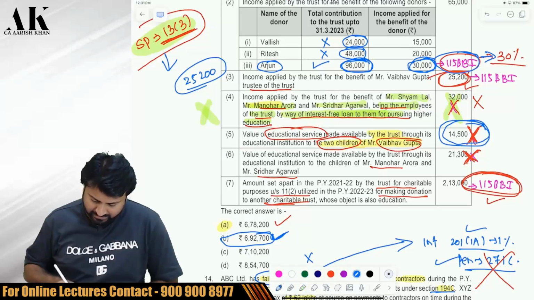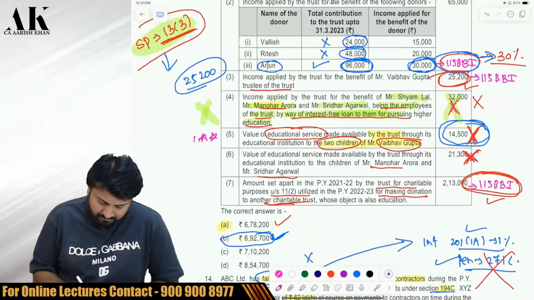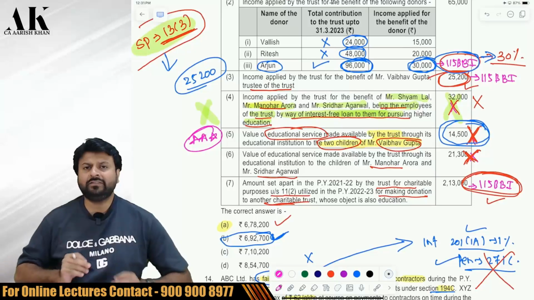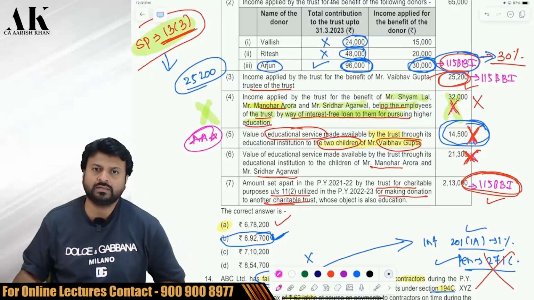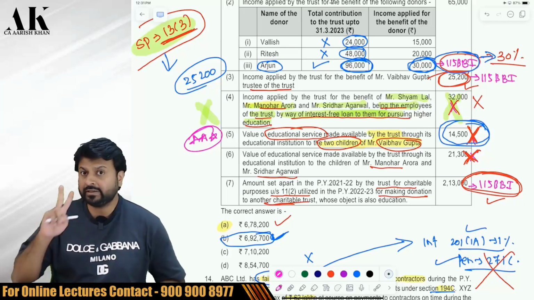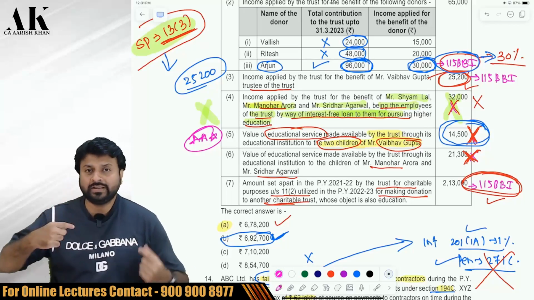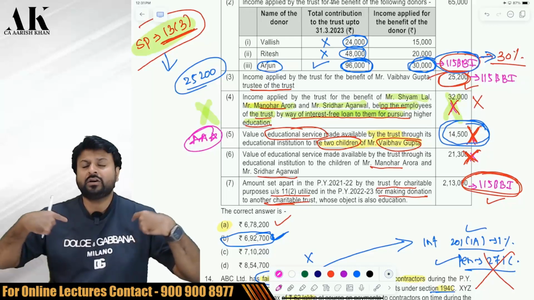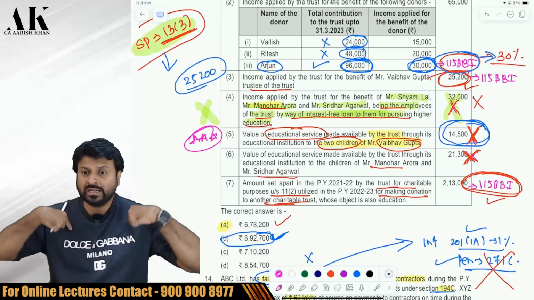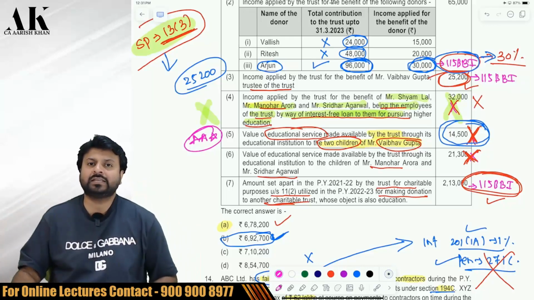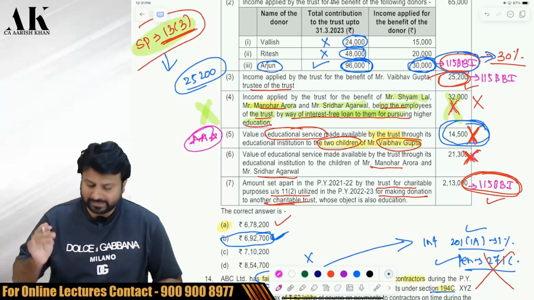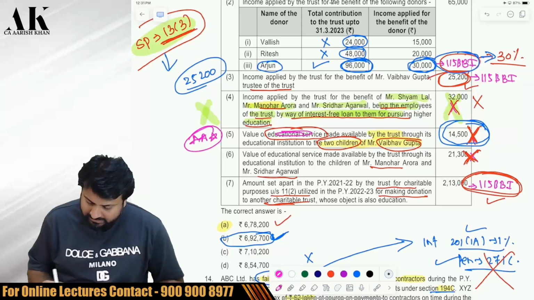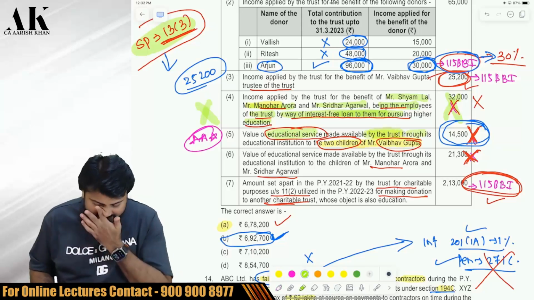Okay. Next. Be very careful. Next one is a very intelligent point. Do you remember that generally we cannot do anything for a specified person. A trust cannot do anything for a specified person. That is a violation of law. But there are two exceptions to this rule. If the trust is an educational institution or if the trust is a medical institution, then it can incur the expenses. It can give the facility to the specified persons.